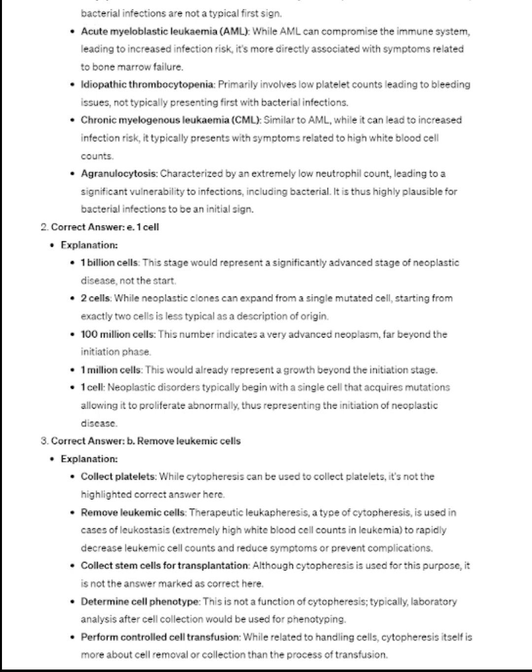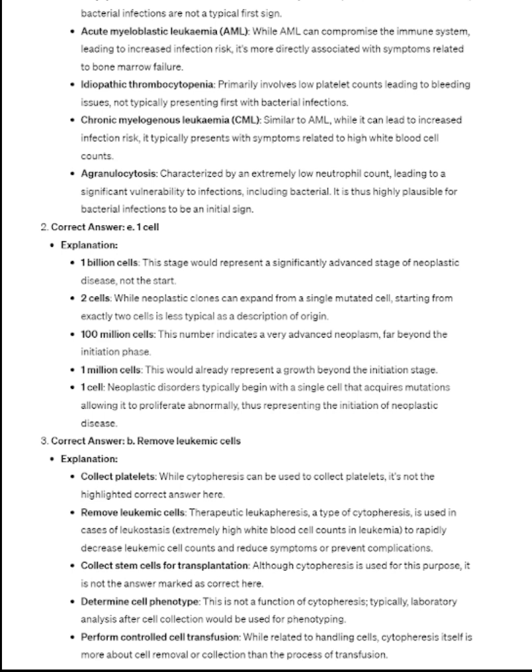Idiopathic thrombocytopenia primarily involves low platelet counts leading to bleeding issues, not typically presenting first with bacterial infections. Chronic myelogenous leukemia, CML, similar to AML, while it can lead to increased infection risk, it typically presents with symptoms related to high white blood cell counts. Agranulocytosis, characterized by an extremely low neutrophil count, leading to a significant vulnerability to infections, including bacterial. It is thus highly plausible for bacterial infections to be an initial sign.